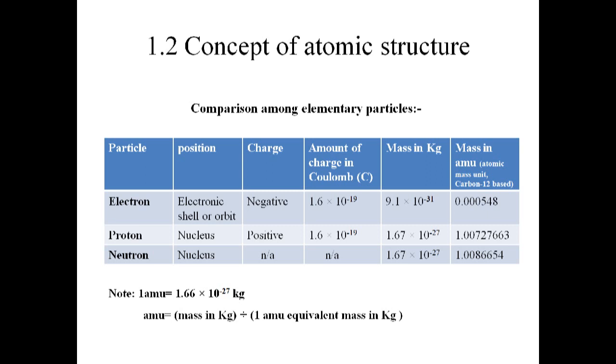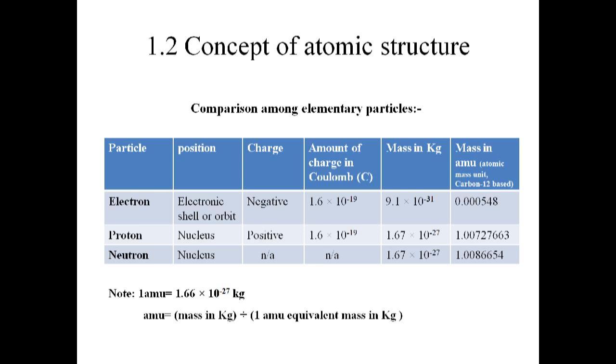First, the position of the electron is within the electronic shell or the orbit. On the other hand, proton and neutron both stay within the nucleus. The charge of the electron is negative and the charge of the proton is positive, but there is no charge for the neutron. Since there is no charge for the neutron, its amount of charge is zero or not applicable. The electron and proton have the same amount of charge, 1.6 × 10^-19 coulomb.